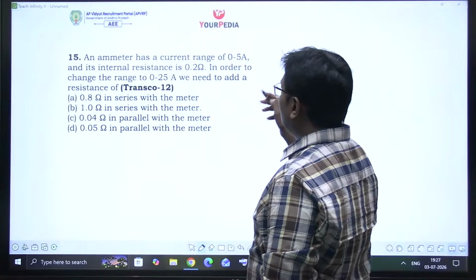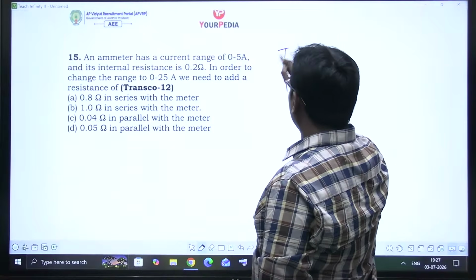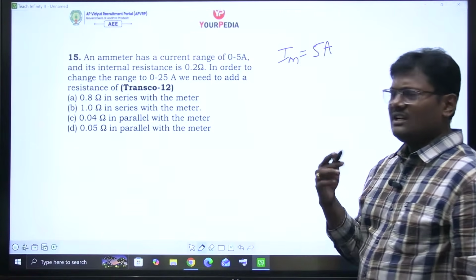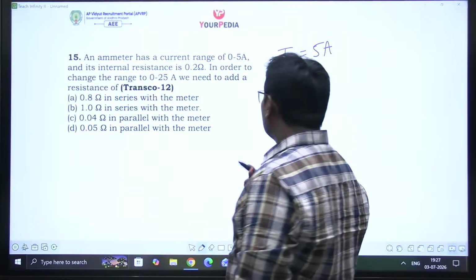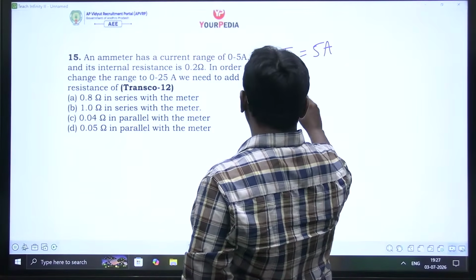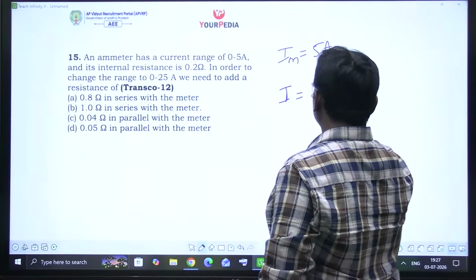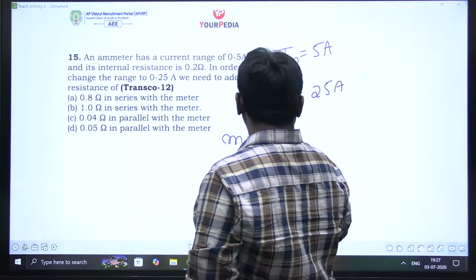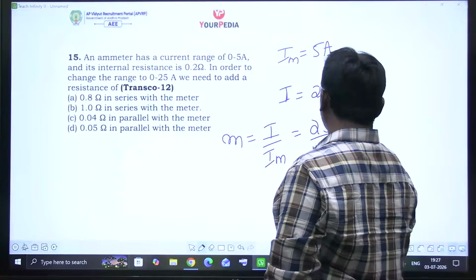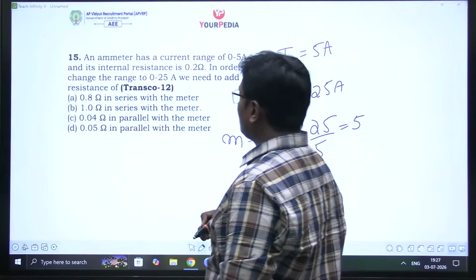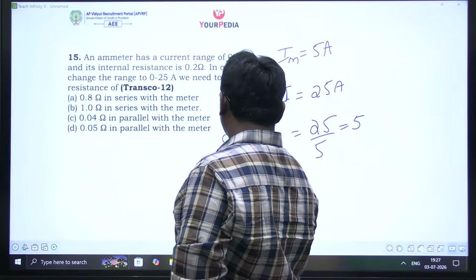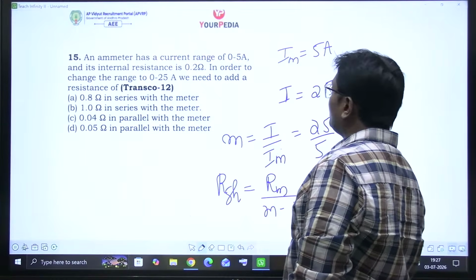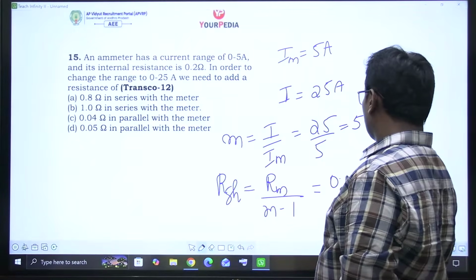An ammeter has a current range of 0 to 5 amperes. Yes, meter current is 5 amperes. Simply, no need of going for the normal procedure, it is lengthy. So I is equal to 25 amperes, and M is equal to I by Im, which is 25 by 5. So the multiplication factor M is 5. Then Rsh is equal to Rm by (M minus 1). The meter resistance is 0.2, so that's 0.2 by 5.